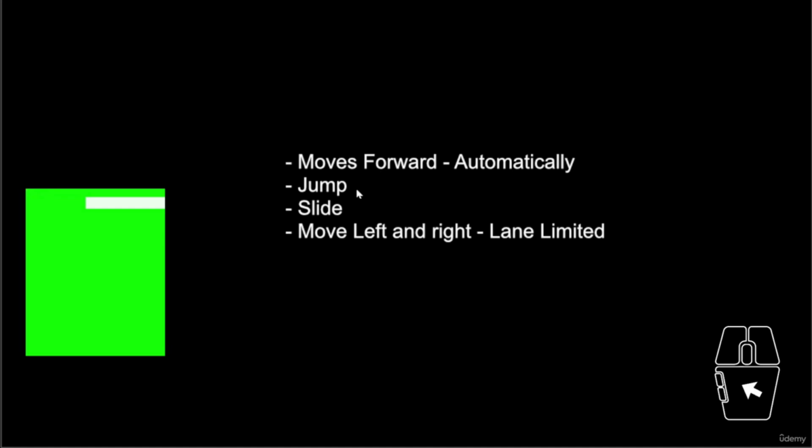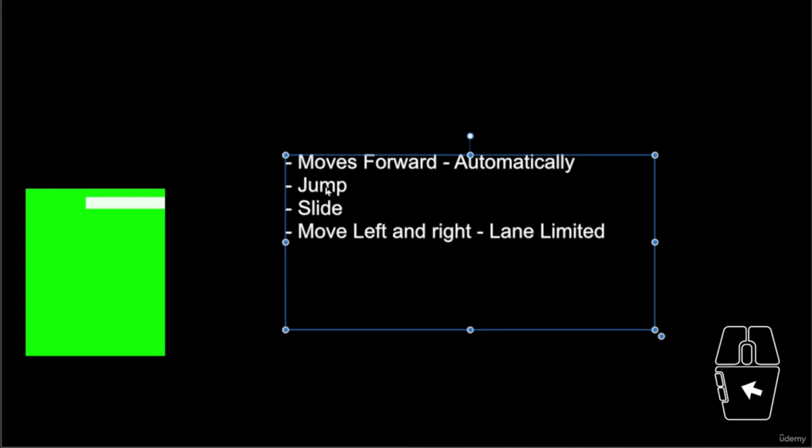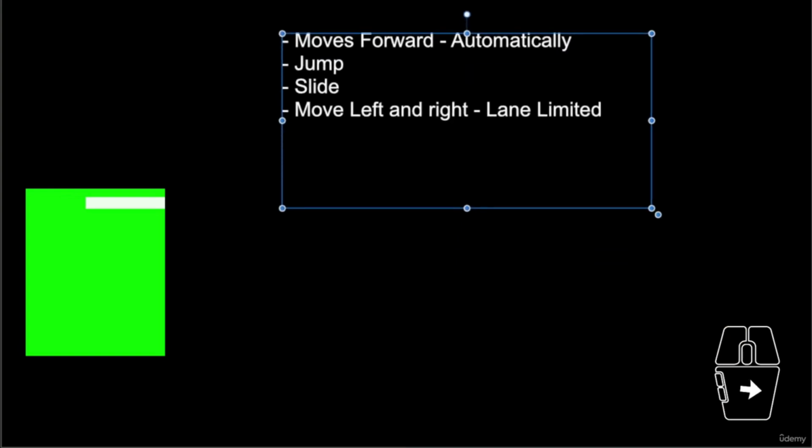The player needs to be able to jump up to avoid low obstacles. The player needs to be able to slide or go under certain obstacles that are high. And then the player needs to move left and right, but the player needs to be lane limited. That's what makes a pretty solid infinite runner.